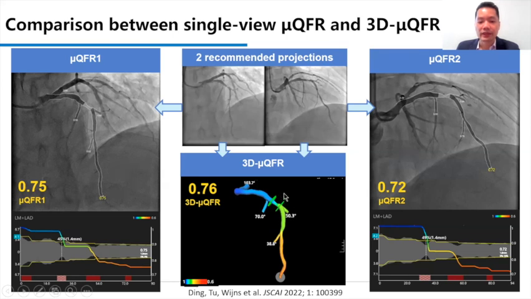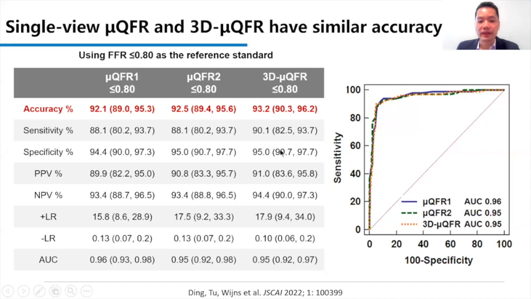As you can see from this case, the numbers are slightly different. However, all three suggest that the vessel is hemodynamically significant. So these are the main results. As you can see, the single view QFR has almost identical diagnostic accuracy as the 3D Murray QFR.